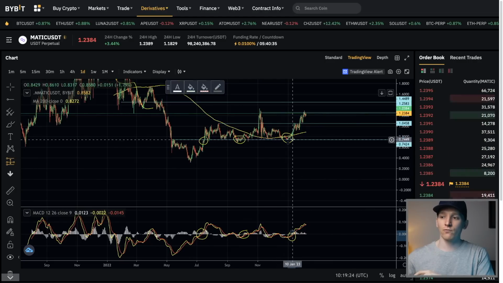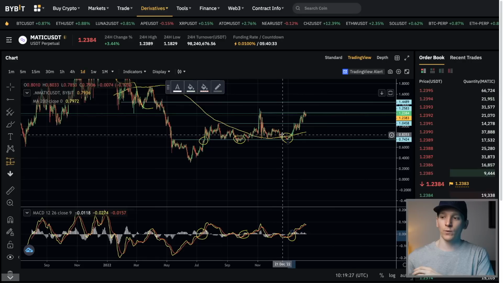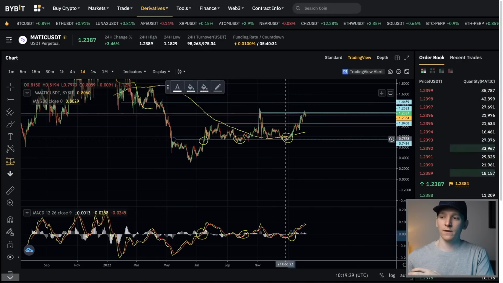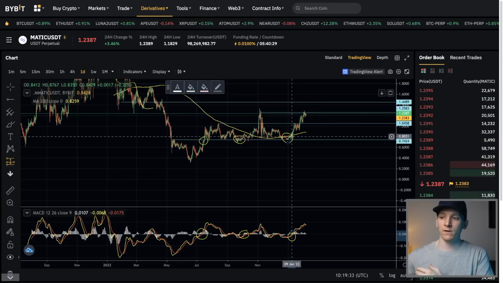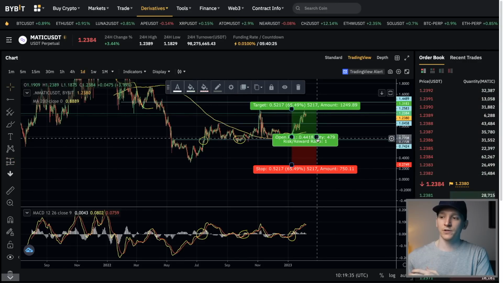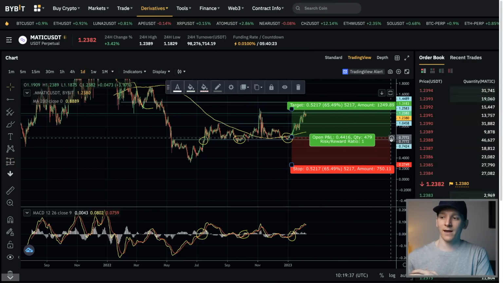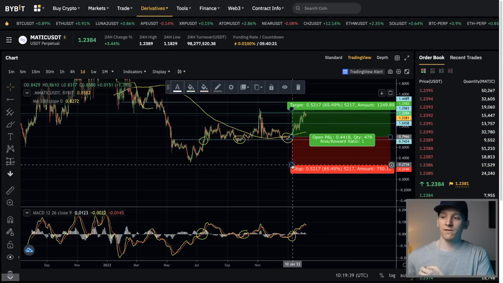So we can enter around this level anywhere we want. We can either trade the move into the support or when we actually bounce a little bit away from that support as well. So let's just click here, and now we have a trade calculator where we can see exactly how much we want to risk. Where should a stop loss go?